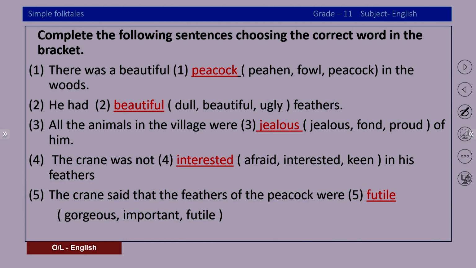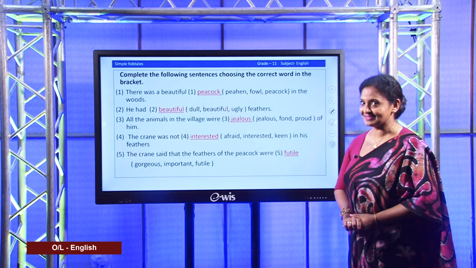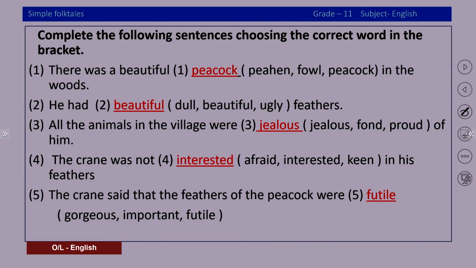Next one, all the animals in the village were, yes, I think you can remember the word envy. So, here I have given a similar word, jealous. All the animals in the village were jealous of him. The next one, the crane was not interested in his feathers. The answer is interested. I think you can remember the crane was not interested in peacock's feathers.